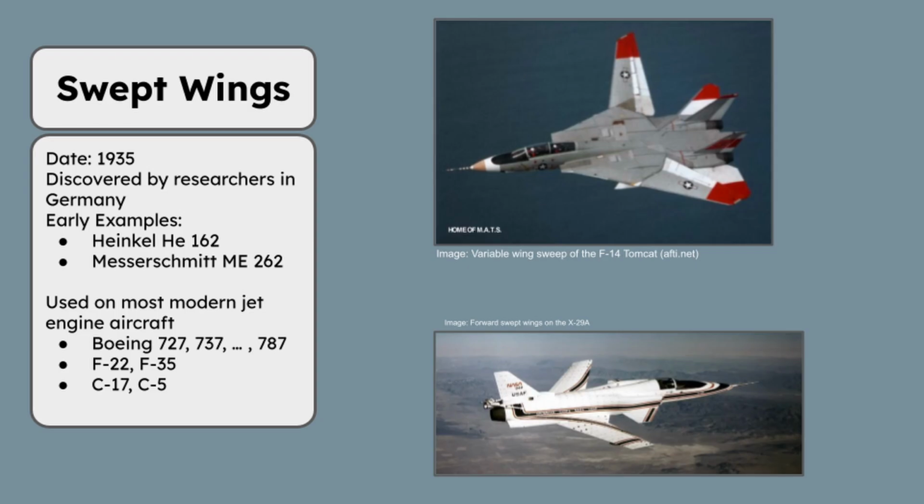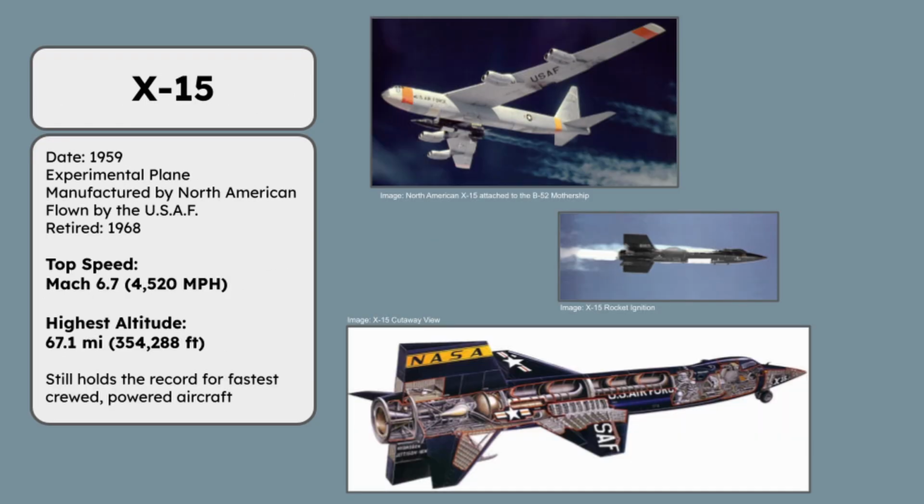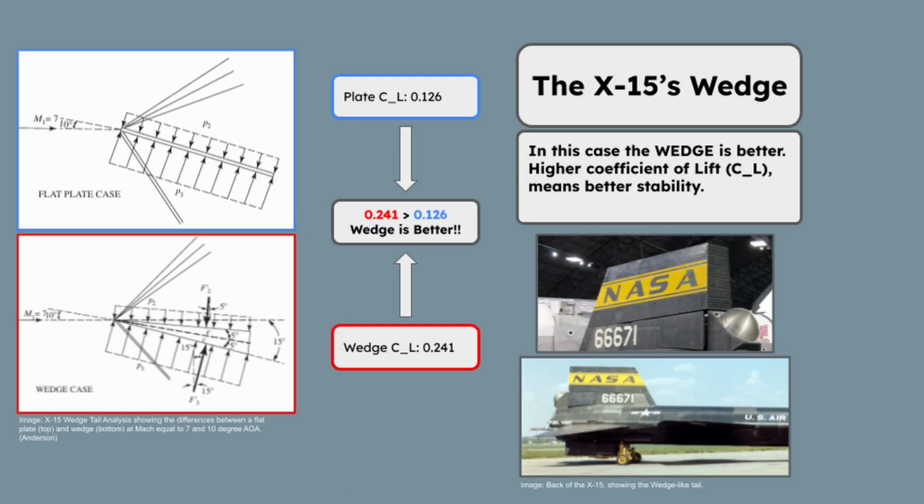In 1935, German researchers discovered that sweeping a wing greatly increased the performance of the aircraft. Swept wings delay shock waves, lower drag, and add stability to the aircraft. The X-15 was a hypersonic research vehicle that flew from 1959 to 1968. Flying up to Mach 6.7, the geometry was crucial. The wedge-like fin increased the pivot control of the vehicle greater than it increased the drag.